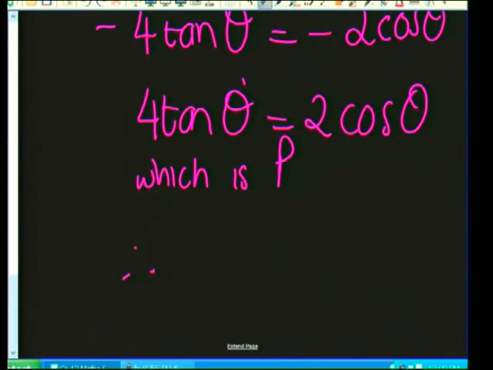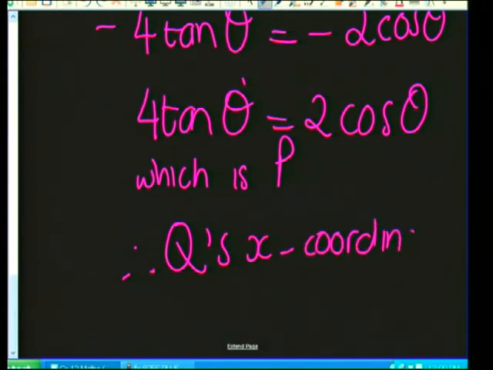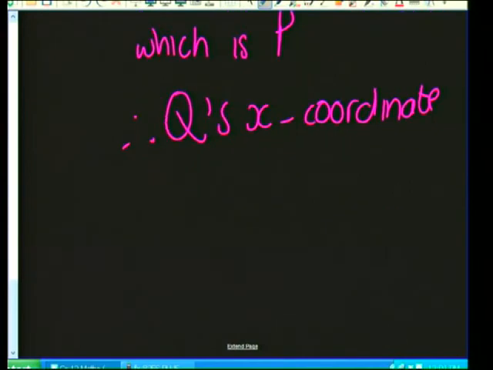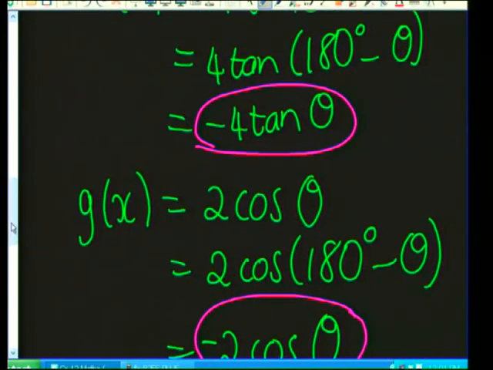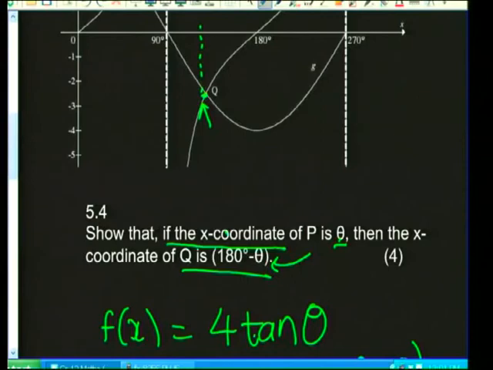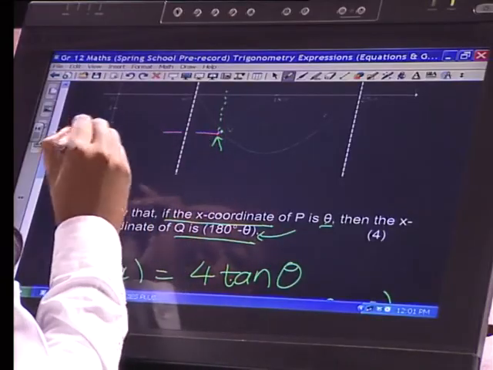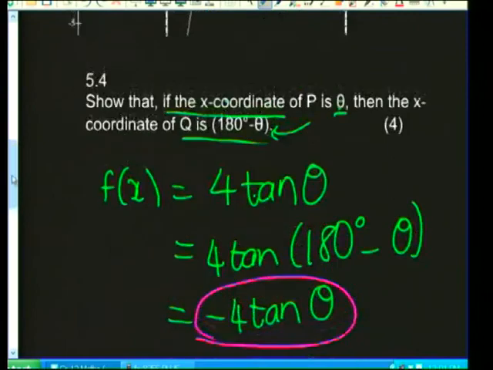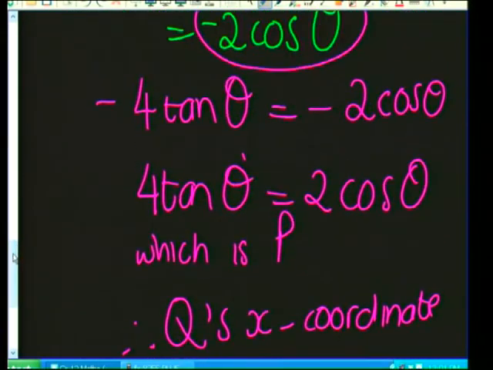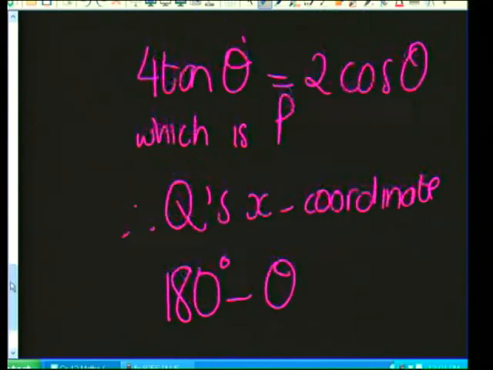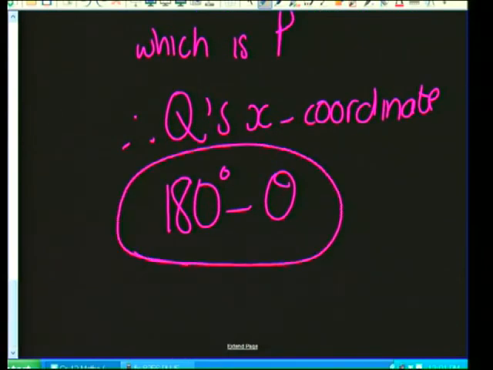Therefore, Q's x coordinate is 180 minus theta. And really, guys, you can double check your answers there and there by looking at the graph. Can you see at this point, your y's are negative, your functions are negative. So that means this should be a negative and that there should be a negative, which then shows you that this is an x coordinate.